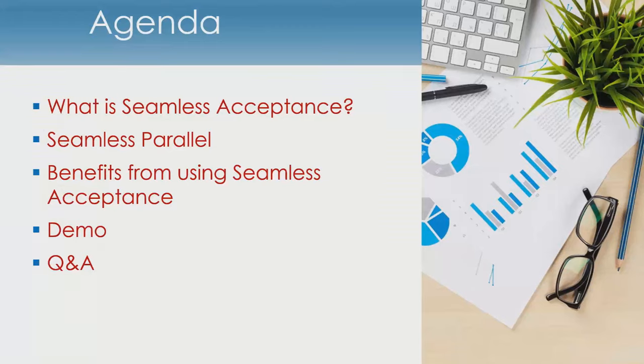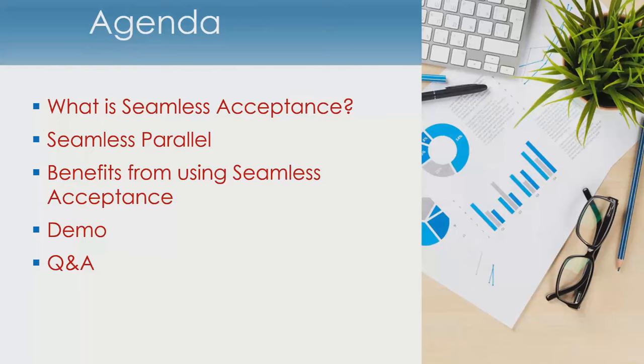So today we're going to be talking about what Seamless Acceptance is. We're going to talk about how to get started, and we're going to talk about some of the benefits from participating in this program. Now, obviously, pretty much everybody knows that this is now going to be mandated, so you should already be in Seamless Parallel. That's the testing part of this program, which allows mailers to get up to speed before they go live. And then we'll talk about some of the benefits from using Seamless Acceptance.